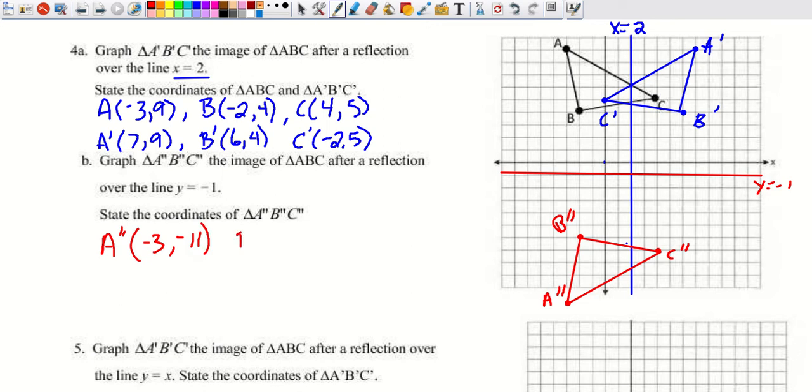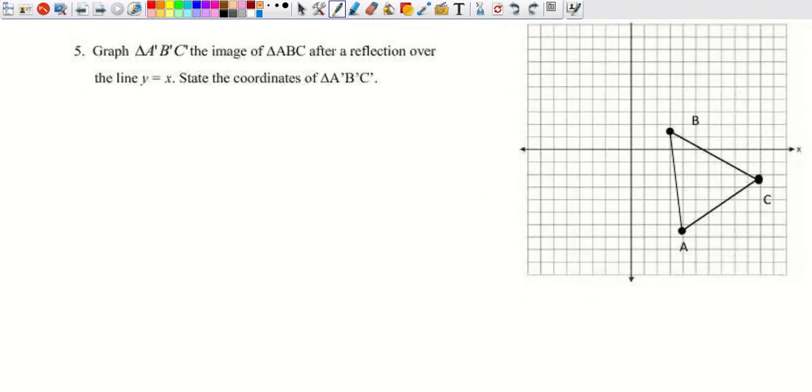All right. B double prime is going to be -2, and then 1, 2, 3, 4, 5, 6, -6. And then C double prime is going to be 1, 2, 3, 4, 1, 2, 3, 4, 5, 6, 7. So 6, -7. Nope, that's 4, -7. 4, -7. Okay.